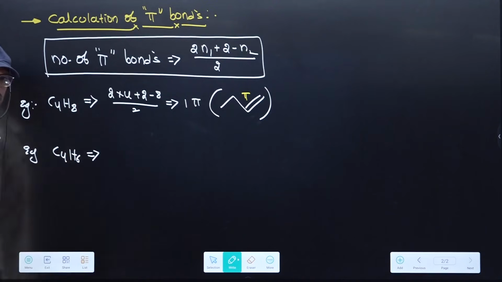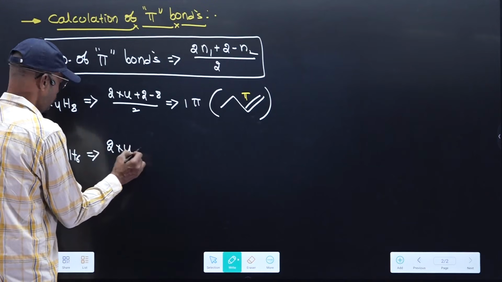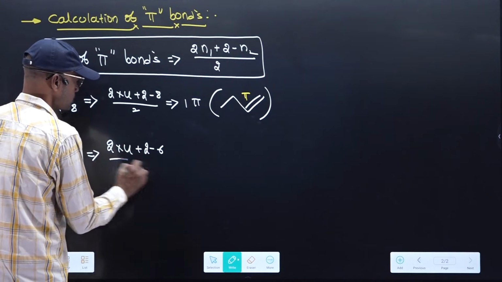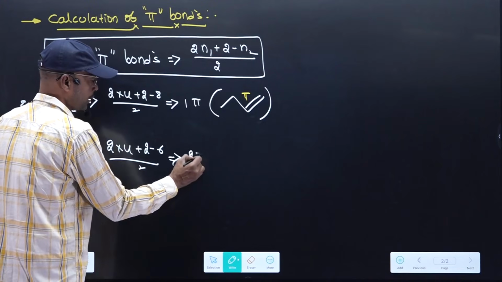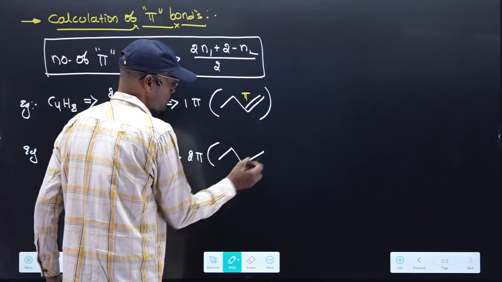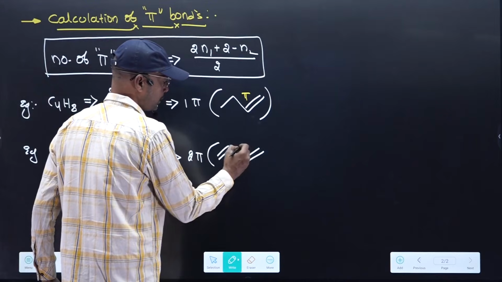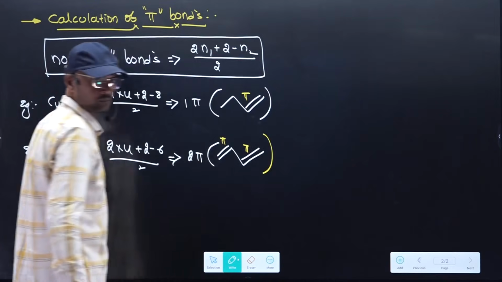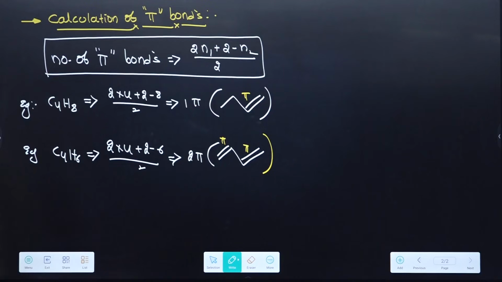C4H6 carries how many pi bonds? Two into 4 plus 2 minus 6 by 2. So how much you will get? 2 pi. 2 pi means 4 carbons, 4 carbons, 2 pi. This is 1 pi, here 1 more pi. Like that. This is maximum pi's I am saying.